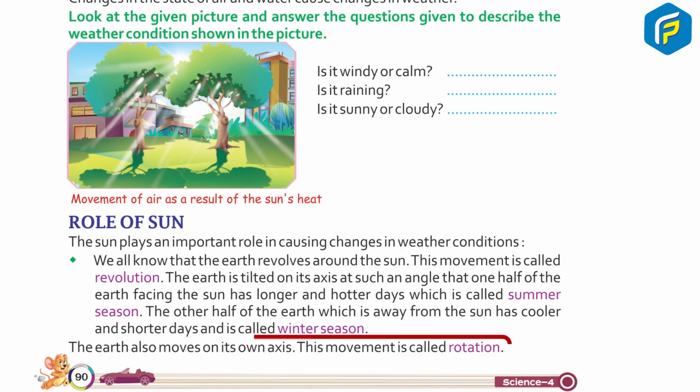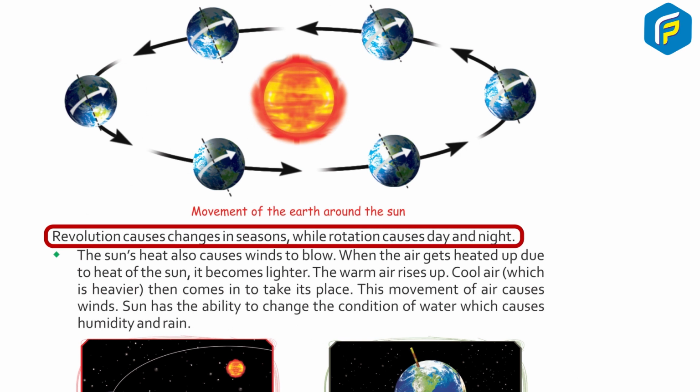winter season. The earth moves on its own axis. This movement is called rotation. Revolution causes changes in seasons, while rotation causes day and night.